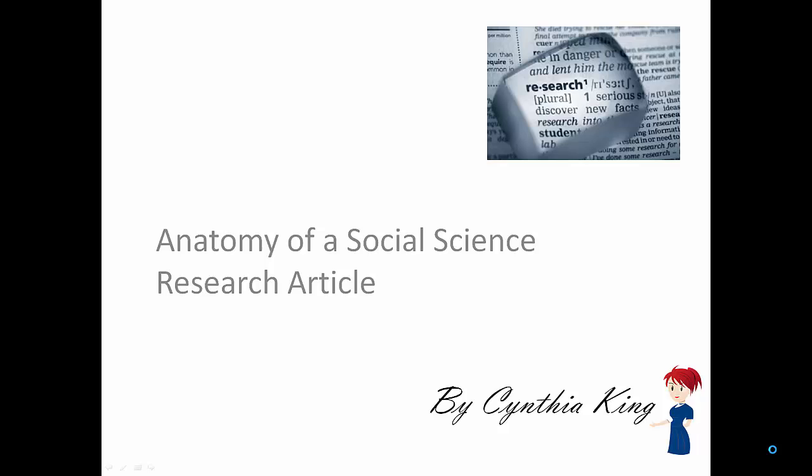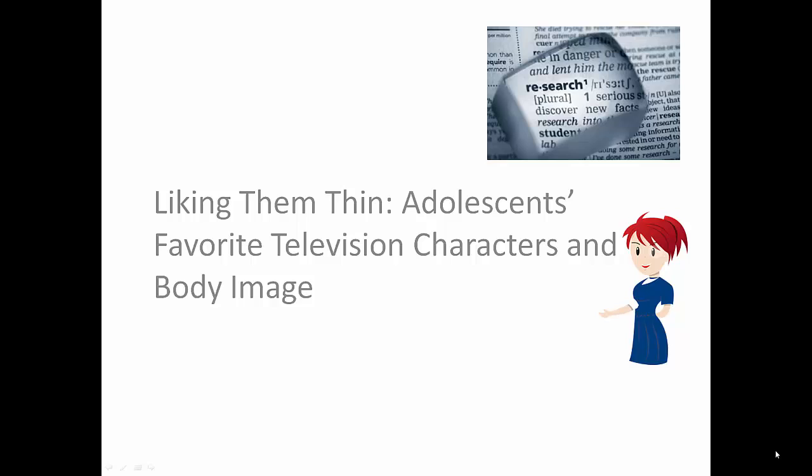Hello. In this video, we will review the anatomy or parts of an academic social scientific research article. Before we begin, you may want to make sure that you have a copy of the article that I will be using as an example. It is titled, Liking Them Thin, Adolescents' Favorite Television Characters and Body Image. It should be included in the materials for this unit.